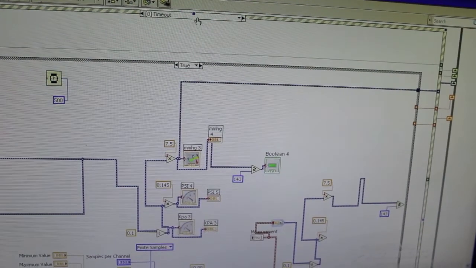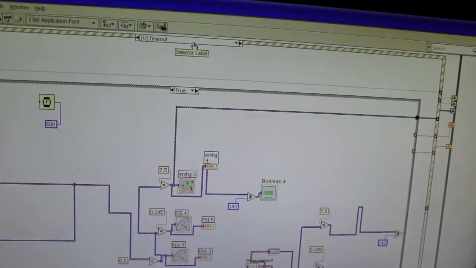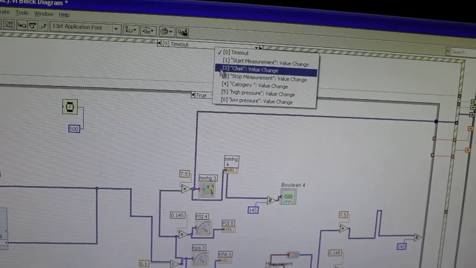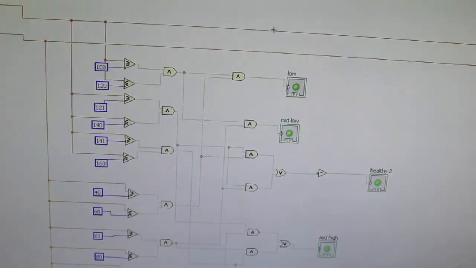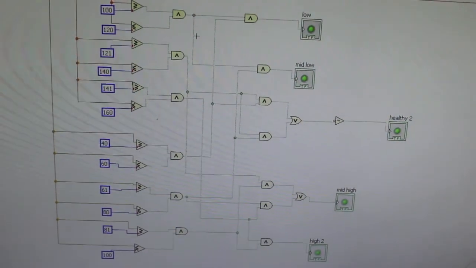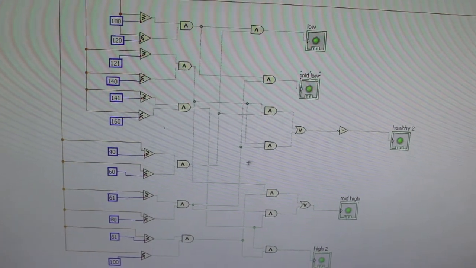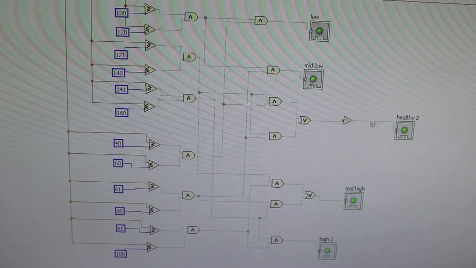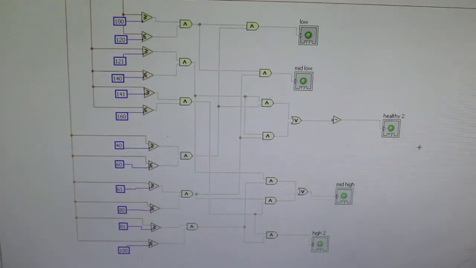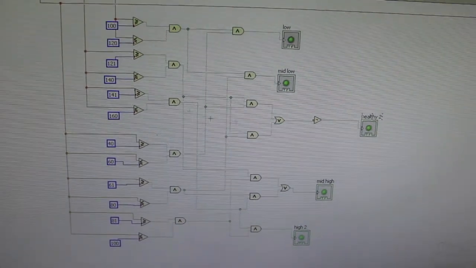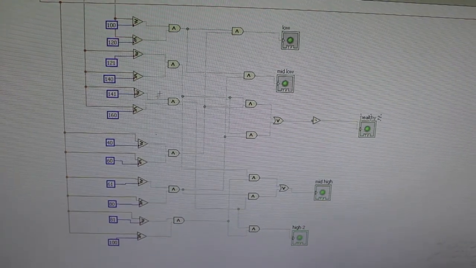Okay, now let's move towards the category part, how we have categorized the blood pressure values. This is the code. We have written the code for categorizing the blood pressure values by using various LEDs and logic gates. And as we have seen, our blood pressure falls into the healthy category, which uses these values and logic gates.